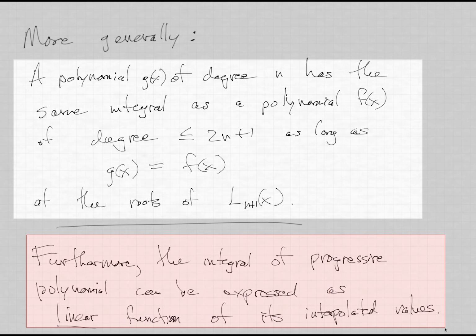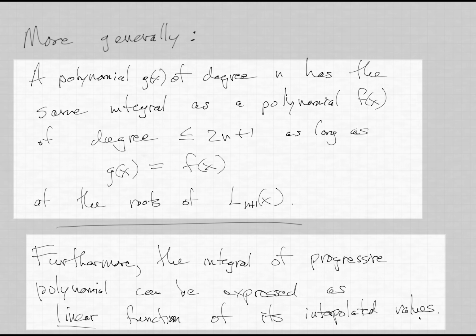Furthermore, that polynomial of smaller degree is going to be the interpolation of the original function at these certain sample points, and it's always possible to express the integral of an interpolating function. Remember, that is what you typically get when you interpolate a polynomial, right? It's always possible to express the integral of an interpolating function as a linear expression in terms of its interpolated values.